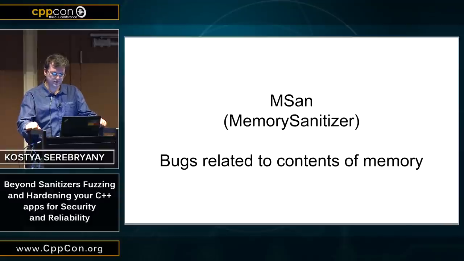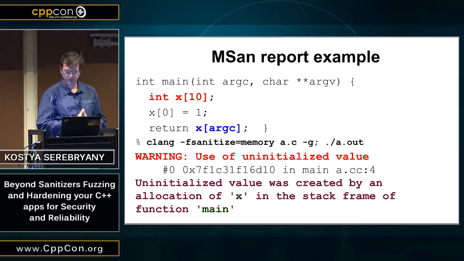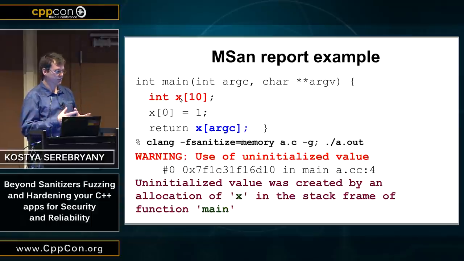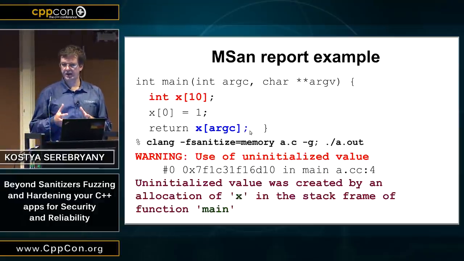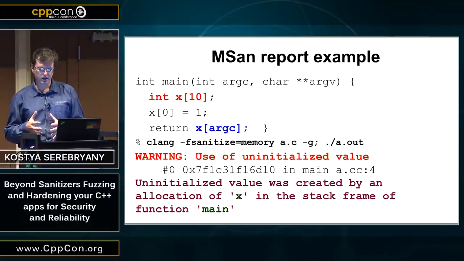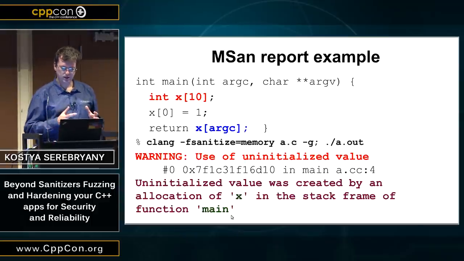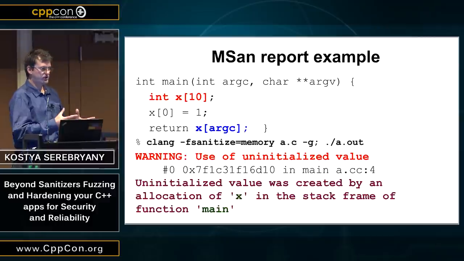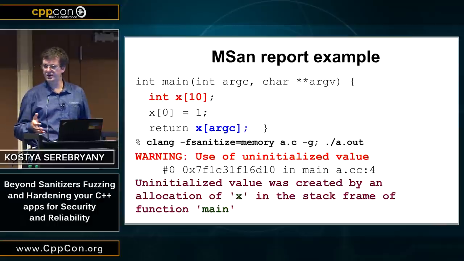Third tool, MemorySanitizer, finds bugs related to the contents of memory. More specifically, it finds uses of uninitialized memory. If you have some memory block, either on stack or heap, and you forgot to initialize it completely, and then the code is using this memory block in a way that affects the program execution, the tool at runtime will report this fact to you, and it will also show you some details about the memory location in question. If this is a stack variable, it will show you the function name and the name of the variable on the call stack. If it's a heap, it will show you the heap allocation stack trace.